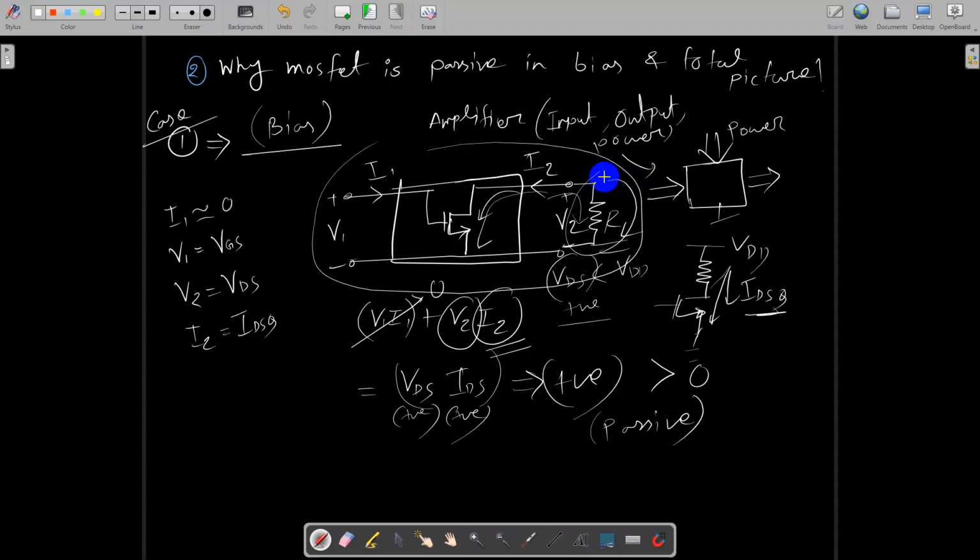So here we can easily see that this is ID and this is VDS, and they are all positive, in the first quadrant. So clearly it's passive. It's consuming energy, not delivering any kind of power. Okay, so now we are going to case 2.